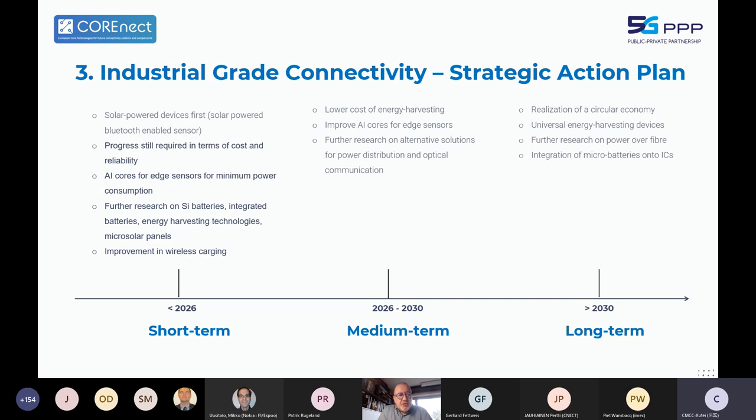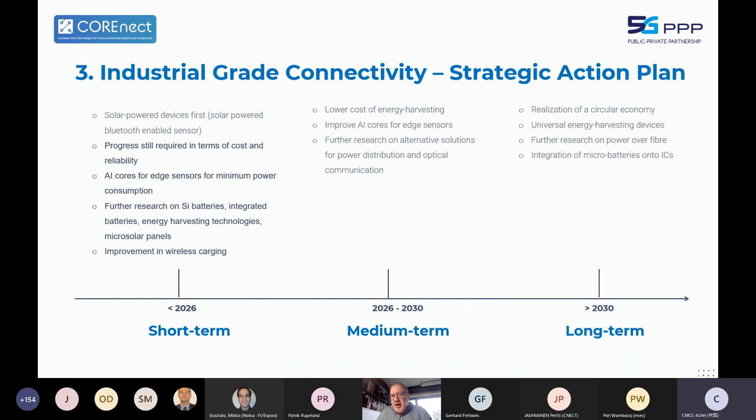We need AI cores for edge sensors for minimum power consumption of the sensors. Further research is needed on batteries, integrated batteries, energy harvesting technologies, microsolar panels, and also in wireless charging, we need to further improve and evolve. So medium term, again, lowering the cost, increasing the performance, or the key words, improve AI cores for edge sensors and further research on alternative solutions for power distribution and optical communication.